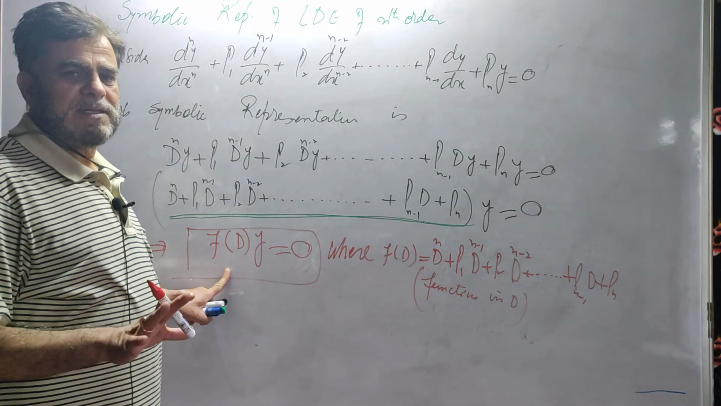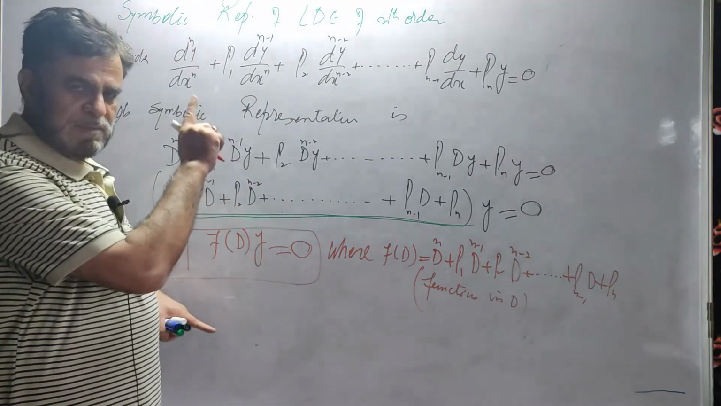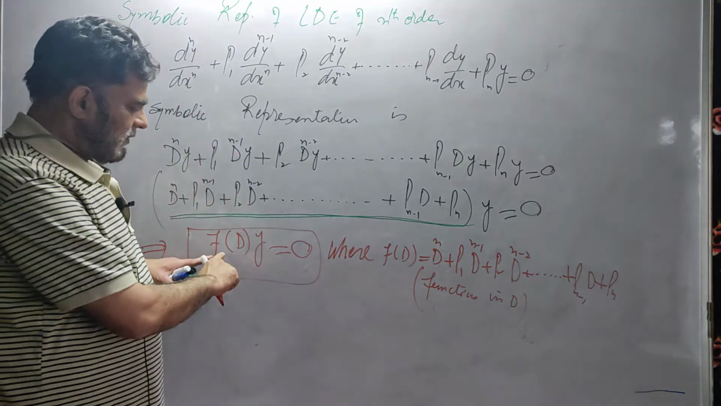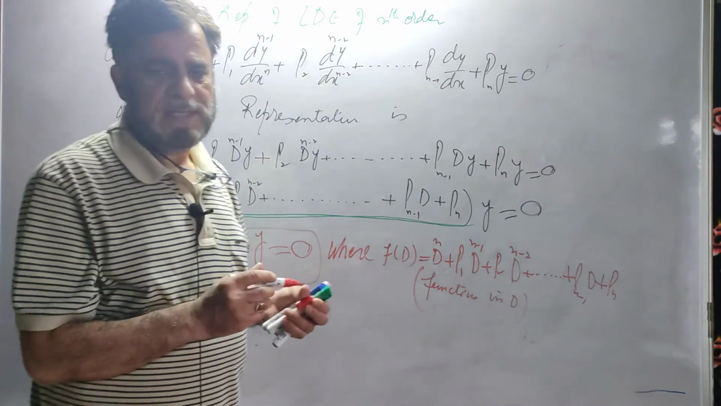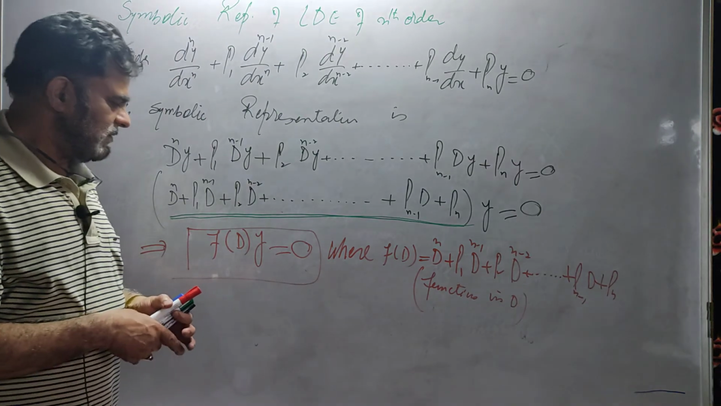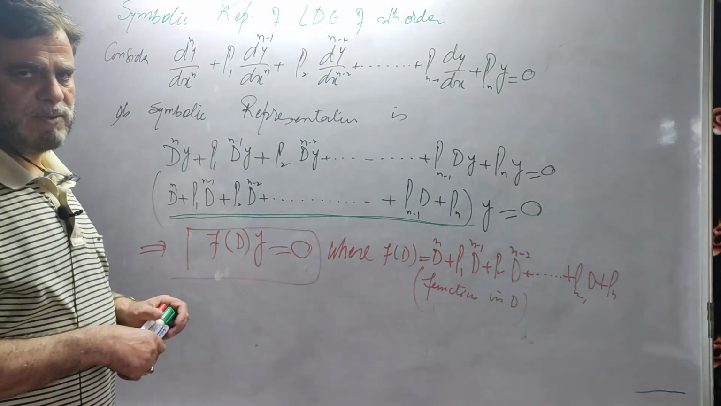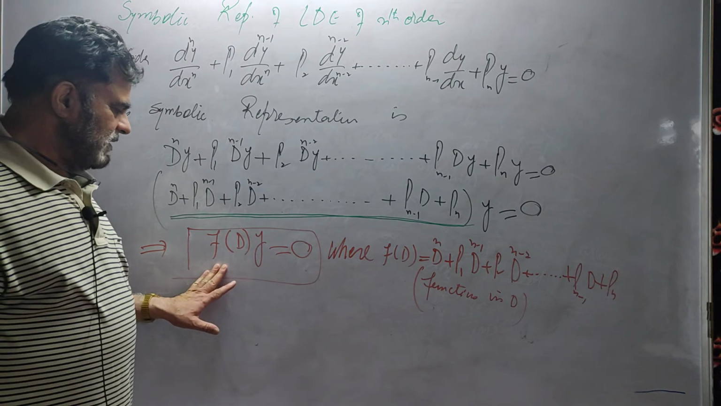So sometimes you write directly f of dy is 0 for the second equation in the theorem. F of dy is equal to x when you have a right hand side, some function of x. On the basis of this we define the auxiliary equation.